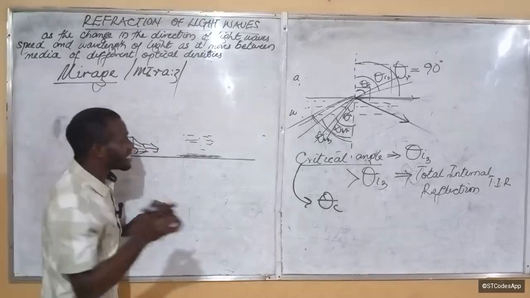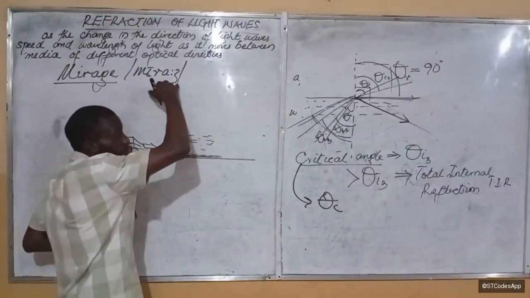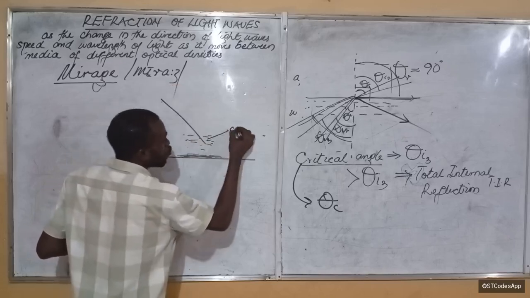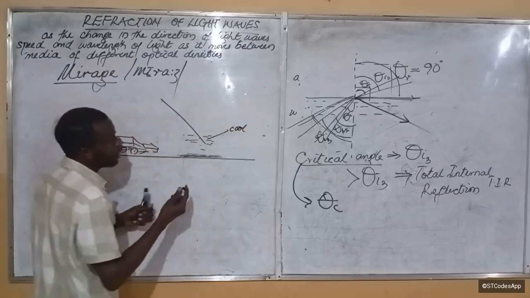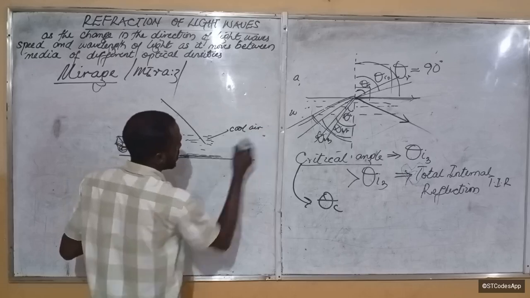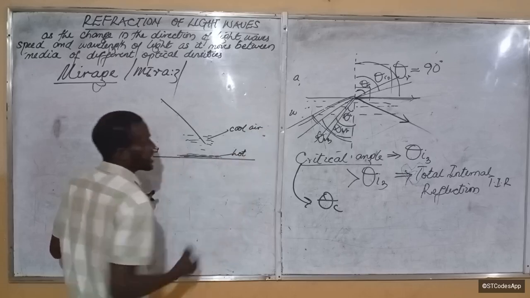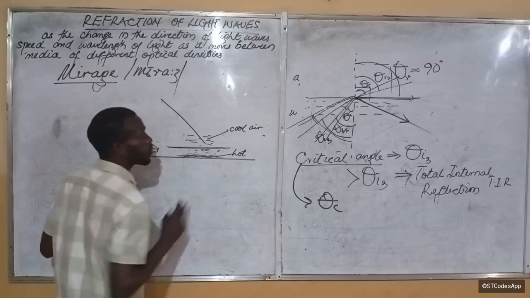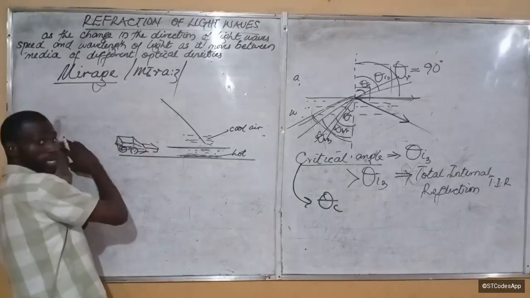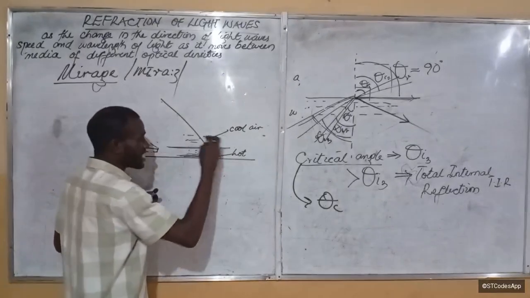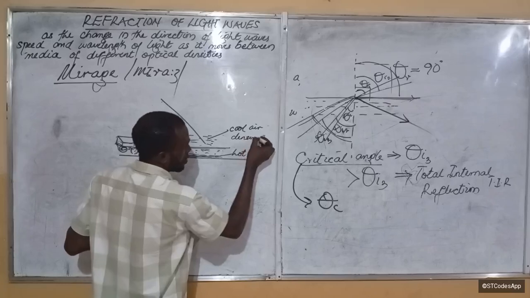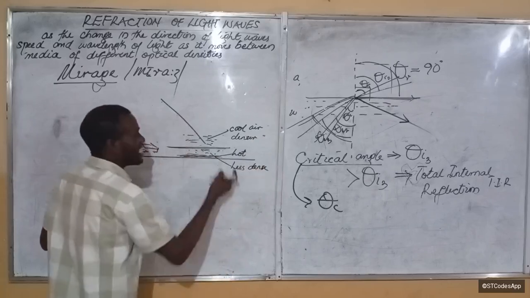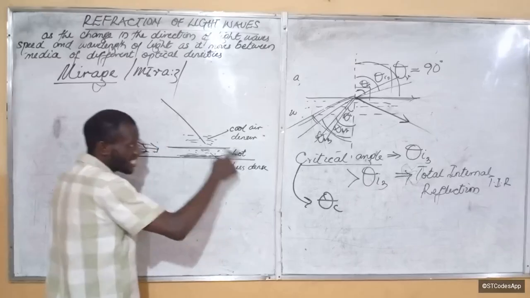Now, what will happen is this: the ray of light coming here is going to pass through the air. This one, remember, is cool air, and this is hot air. Now, there's an interface between them. So this is the surface of hot air. This is the interface between cool air and hot air. Your car is far away, okay? Now, this air here is denser, and this one here is less dense. I repeat, the hot air here is less dense than the cool air.